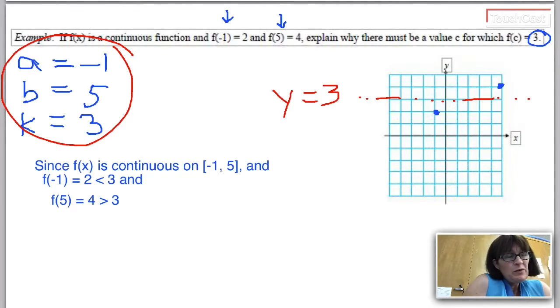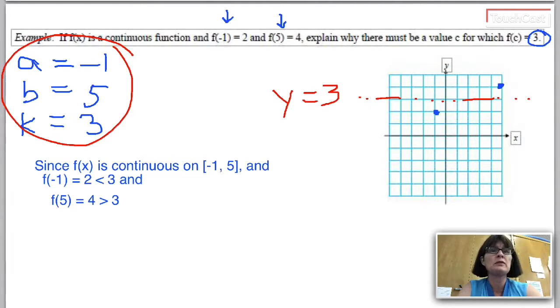So this is the next part I would write up. This is me writing it up in symbols. You could write it up in words, but it's less elegant. So one way to say I know one y is above and one y is below is to tell me what the two y values are. So f of -1 is 2. So that's the y value that's less than the y value I care about.